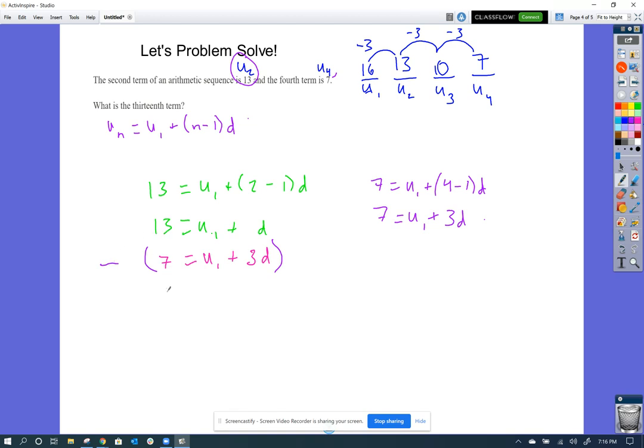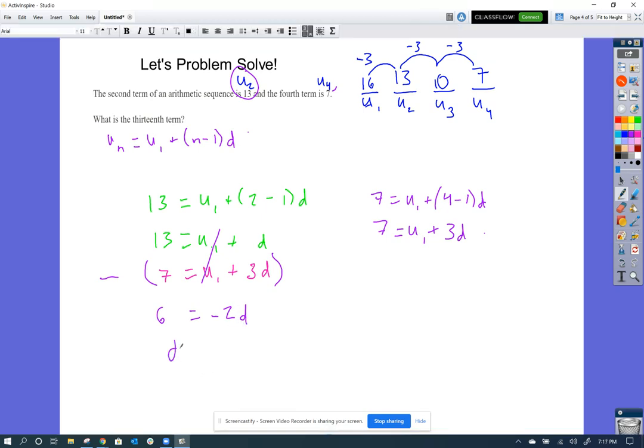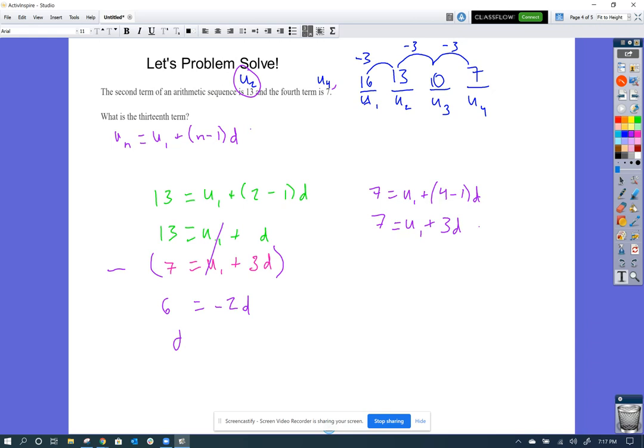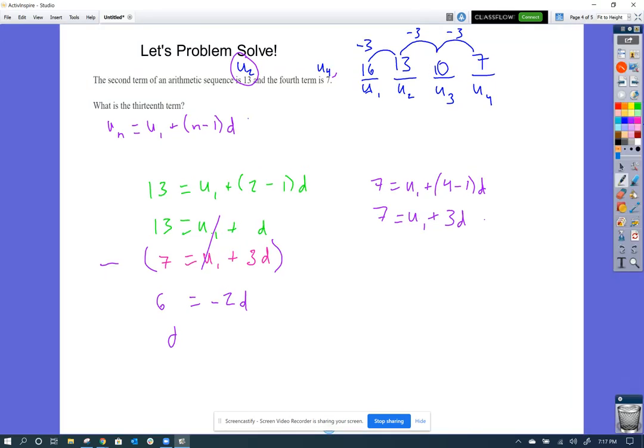We have 13 minus 7 is 6 equals u sub 1, and u sub 1 cancels, u sub 1 minus u sub 1. And then d minus 3d is negative 2d. So we just divide over and we get right away that d is negative 3. So we'll go ahead and have d equals negative 3. Oh, let me handwrite that. Equals negative 3.